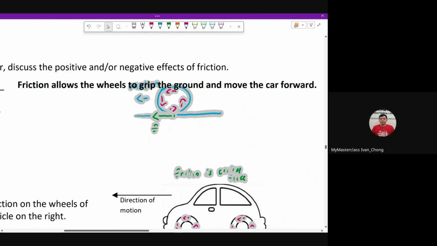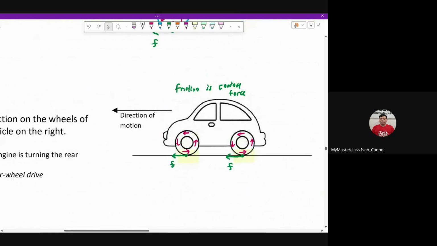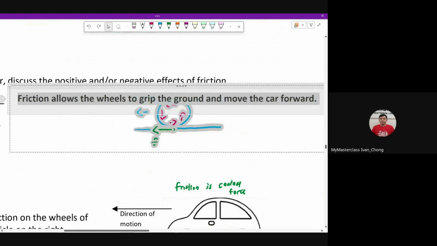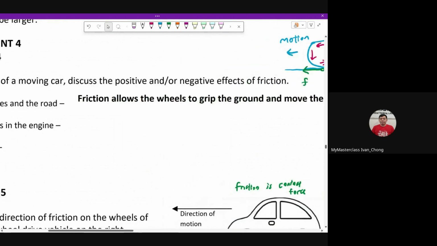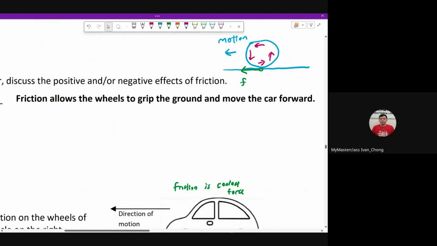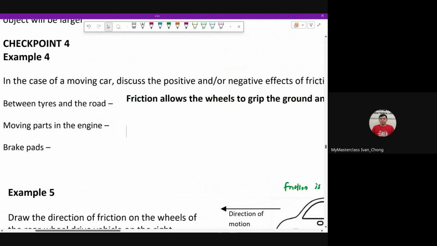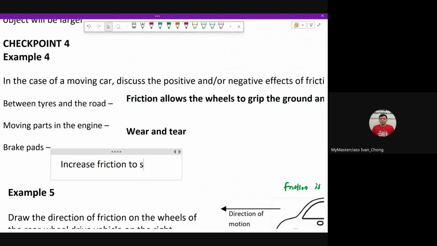Over here, I'm gonna just move the picture across. Okay, I'm just gonna move it up here. Okay, so friction allows us to grip on this one, but basically most of the time you will have some form of negative effect, which is what we call wear and tear. So you wear out the wheel, so you need to replace your wheels more often. And your brake pads, they increase friction to stop the car. Okay, so you increase the friction to stop the car.